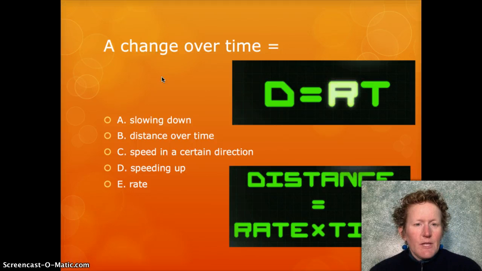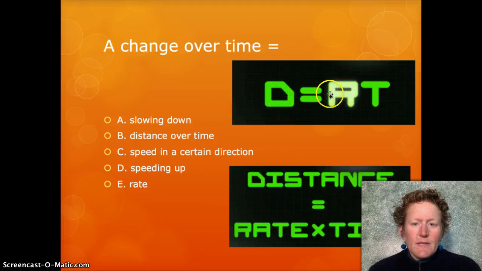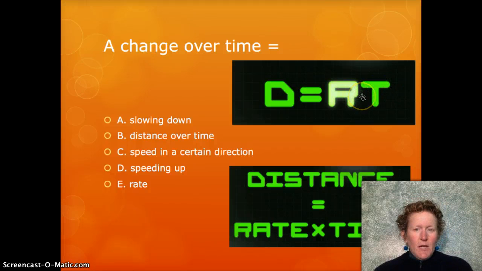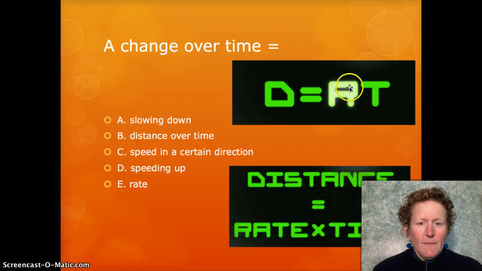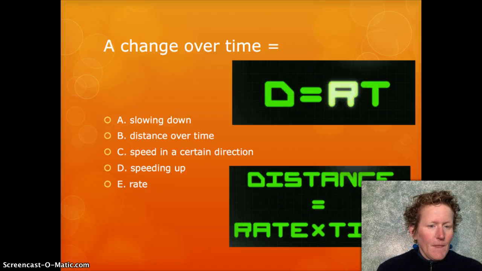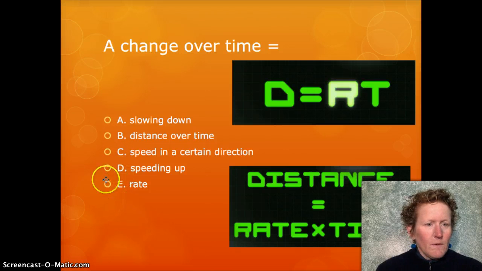If we're talking about a change over time, think about the DIRT formula here, distance equals rate times time. And we're talking about a change in your position over time. Which one of these things shows a change in your position over time? Distance, rate, or time? So is that slowing down, distance over time, speed in a certain direction, speeding up, or rate?